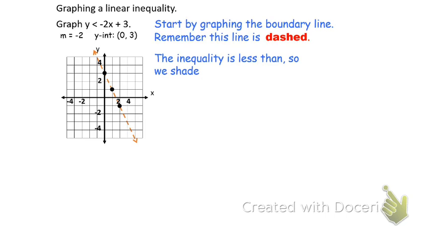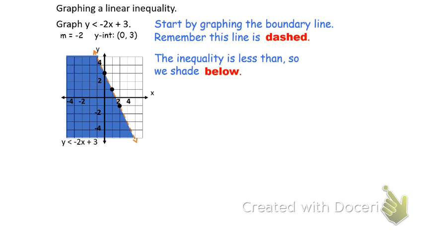Now, because this is also an inequality, we're going to have some shading. The inequality started off with y is less than, and because it's less than, we're going to shade below the boundary line. So we're going to shade all the points that are below that diagonal line.